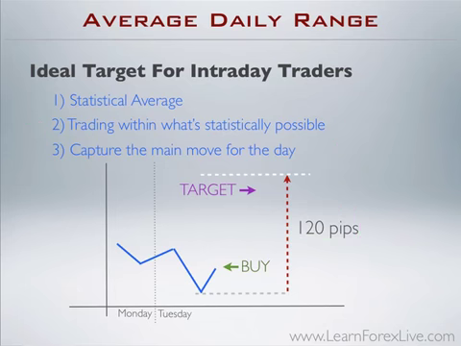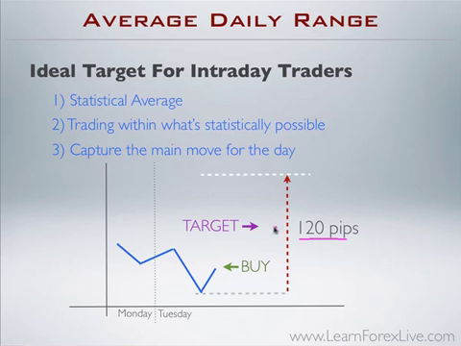But at the same time, we don't want to give up on potential profits, right? So if the euro against the American dollar moves 120 pips, why should we settle for 60? It makes no sense. From a statistical point of view, we can possibly squeeze 120 pips on average on this currency pair every single day, right? So why should we settle for less?